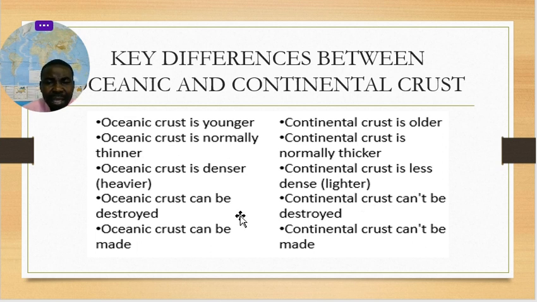The next difference says oceanic crust can be destroyed, but continental crust cannot be destroyed. Then the last difference is that oceanic crust can be made, but continental crust can't be made. So these are the major differences between oceanic crust and continental crust. I hope if I ask you at the end of this lesson the major differences between the types of crust, you'll be able to tell me. Oh, that's nice.